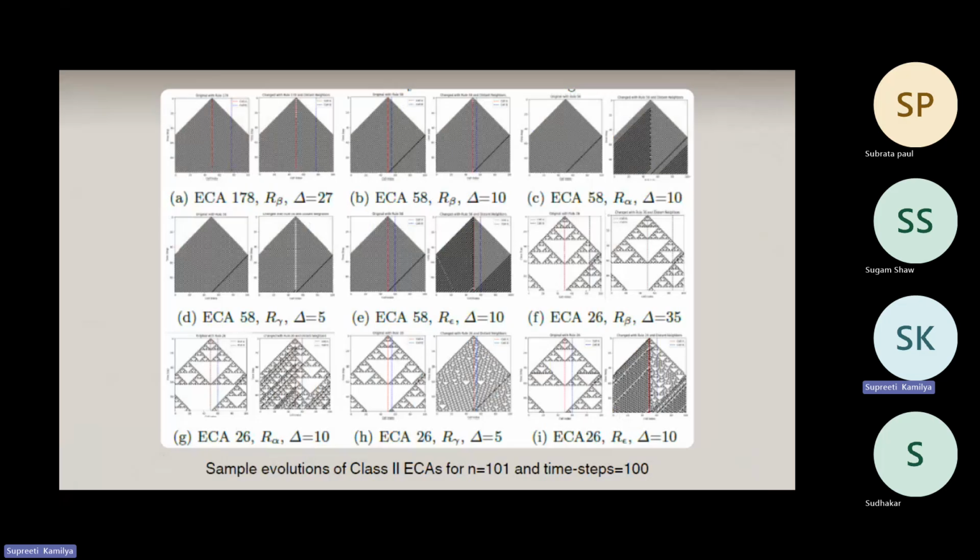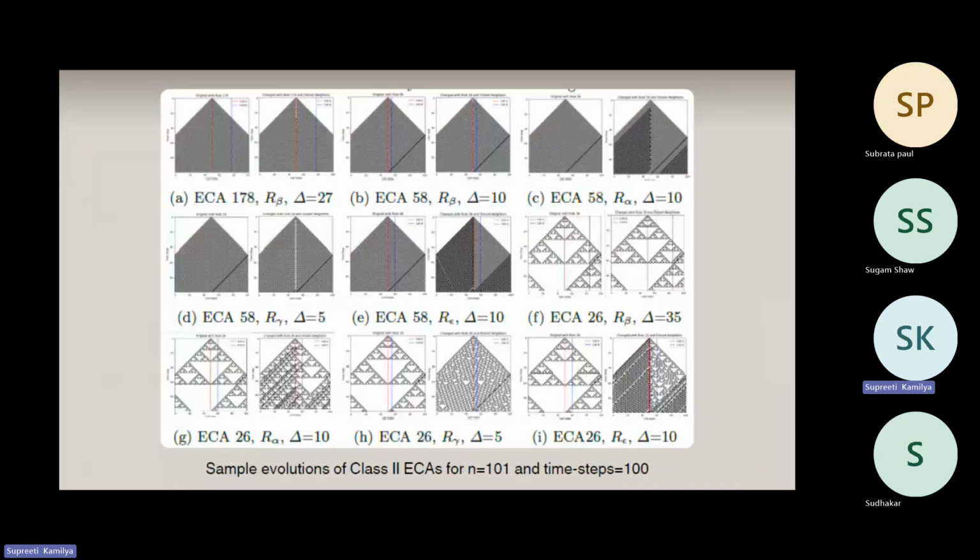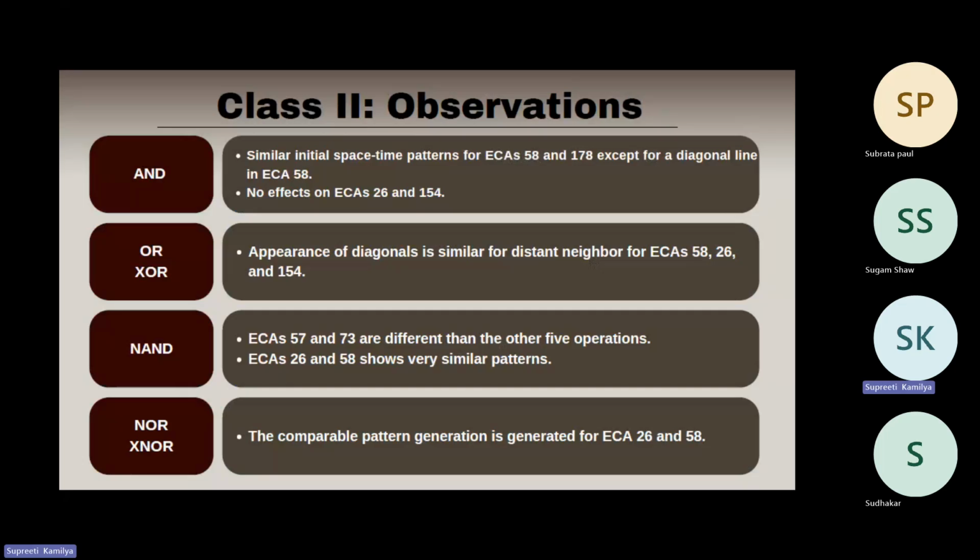As you can see, we can move forward with this. You can see here some particular observations of interest. The similar initial space-time patterns for ECA 58 and 178 are upcoming, except for a diagonal line in ECA 58. We can see here the first diagram of 178 and of 58. They are exactly the same, but there's only a diagonal line appearing for ECA 58 for the same operations. Similarly, there is no effect on ECA 26 and 154 for the AND operation. Absolutely, there are no effects that could be observed for 26 and 154.